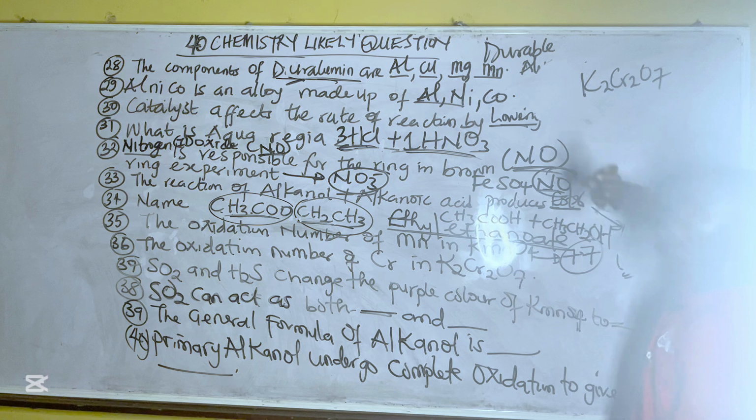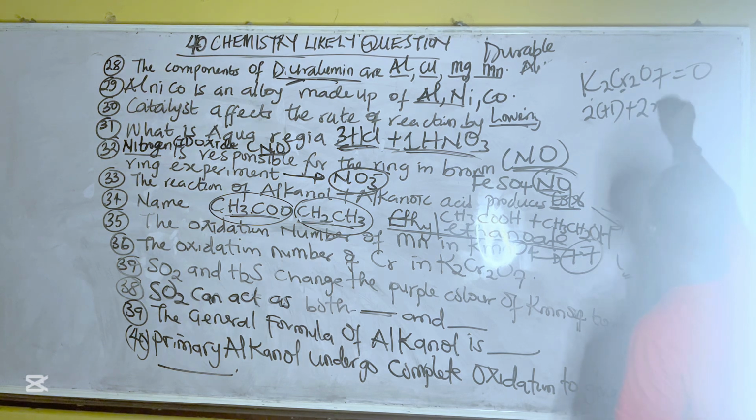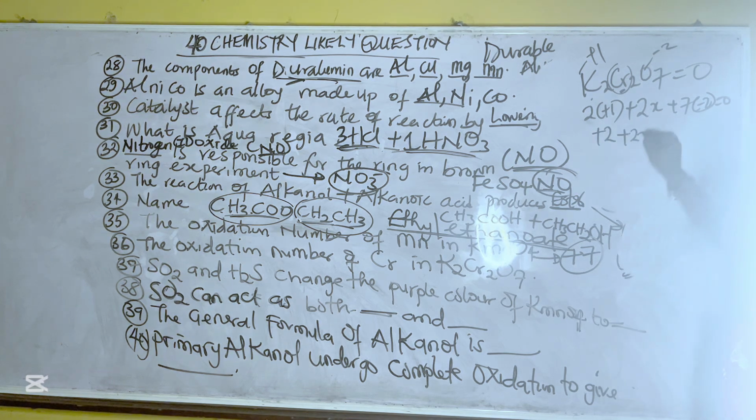K2Cr2O7. The oxidation number of a compound is 0. Now this is group 1, so 2 into +1, plus 2 into x, then 7 into -2. Oxygen is -2, and this is +1. Everything equals 0. So this gives +2 plus 2x minus 14 equals 0.